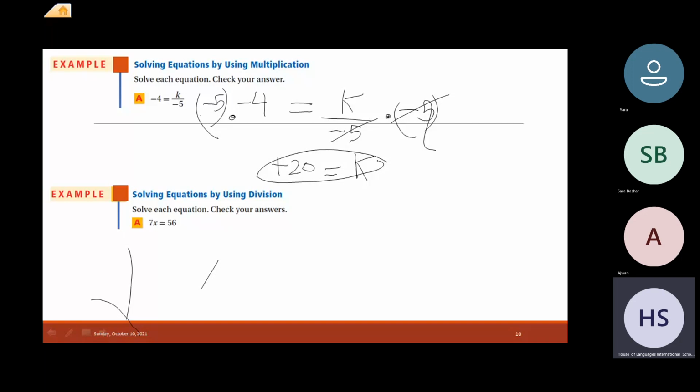Yes, multiplied by what? By 7. Teacher, can I say 7? So x is multiplied by 7. Now what's the opposite of multiplication, Maria? Division. So I need to divide x by 7.